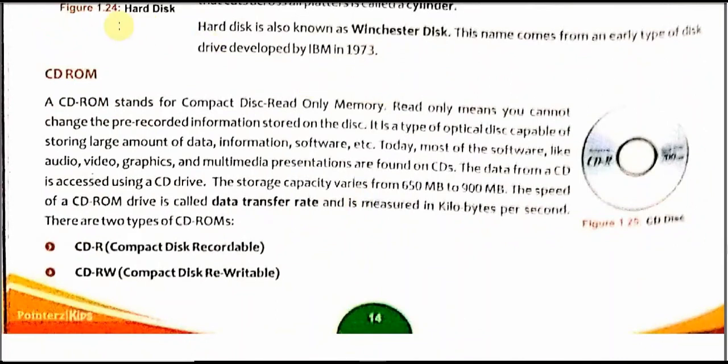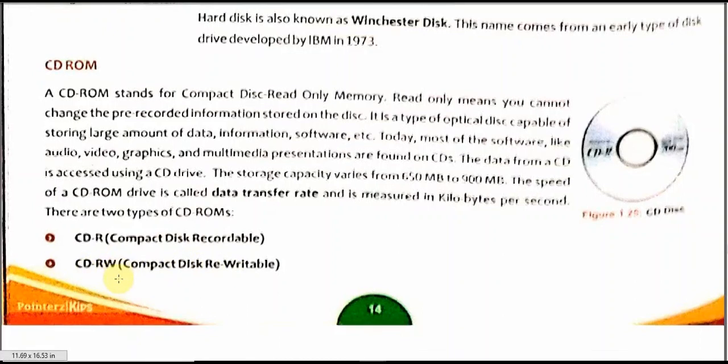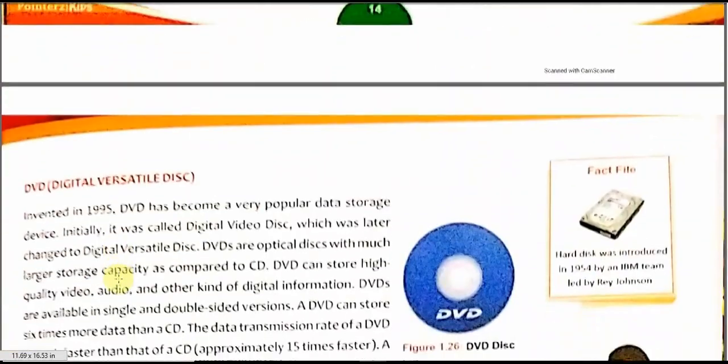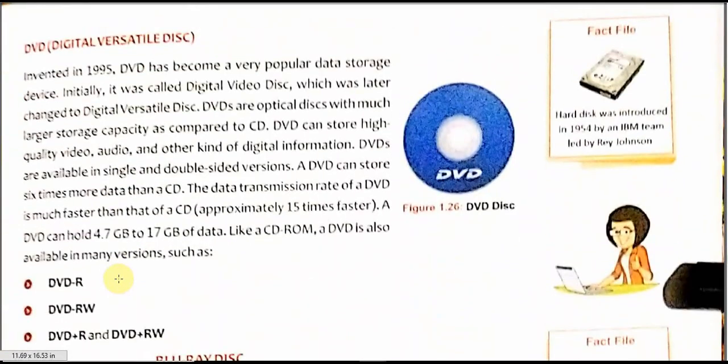Next storage device is a CD. Students, you all have seen a shining CD. CD-ROM stands for compact disk read-only memory. You cannot change the written data, so you can write only once on the CD. Now there are some CDs also available where you can write many times. First type is CD-R. It means you can record. Second type is CD-RW. It means rewritable. CD-RW is costly because you can read and write many times on that CD-RW.